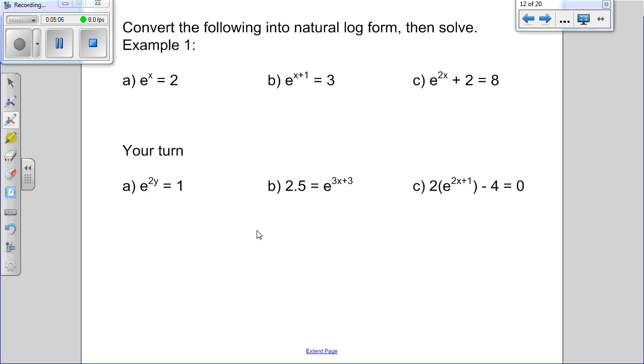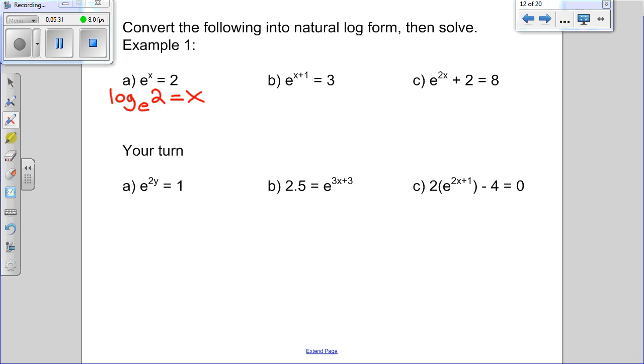So what we're going to do is practice converting some equations here. These are exponential equations. We want to create logarithmic equations. If I wanted to change this to a log, E would become the base, 2 would become the argument, and X would become the value. Remember, that's how we get exponents isolated by themselves.